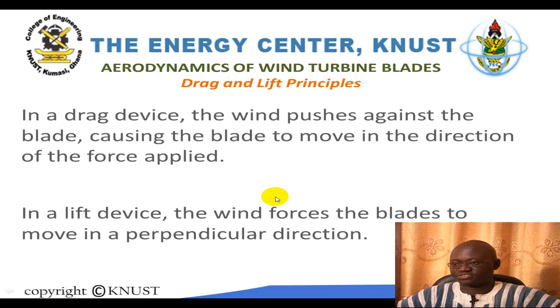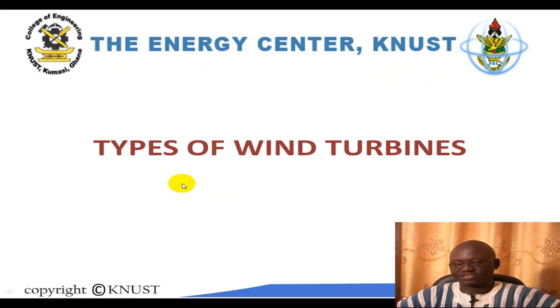So, the aerodynamics of wind turbine blades. Each of the different types of wind turbines works aerodynamically, and the principles are based on two main principles, the drag and the lift principles. The drag principle is the instance where the wind pushes against the blade and the blade moves in the direction of the wind, the direction the force was applied. And a lift device is an instance where the wind forces the blades to move in a direction that is perpendicular to that of the wind or the force moving the blades. These are very simple principles, and detailed explanations are given in the lecture material.